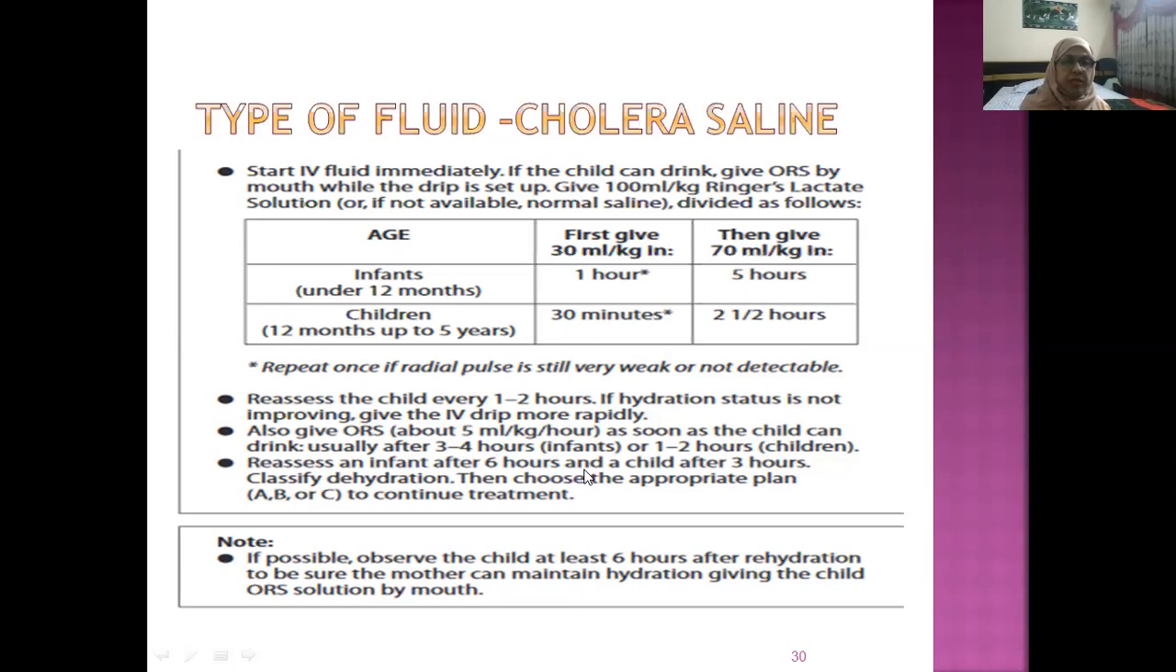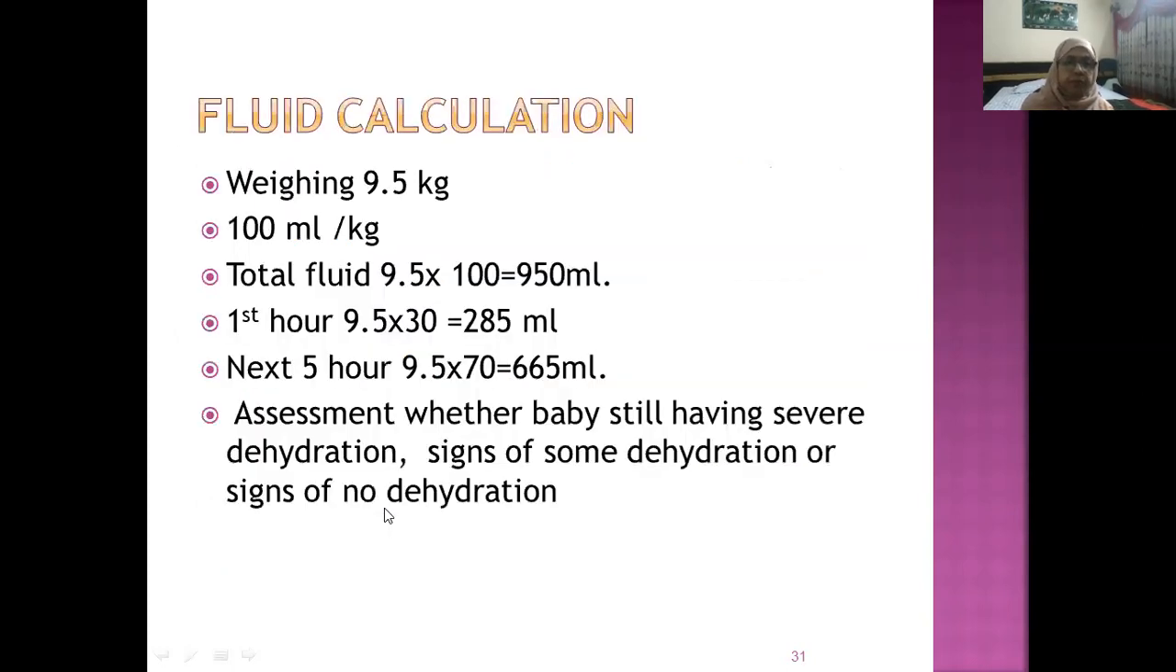Reassess after 6 hours and classify the child again, whether the baby is still having severe dehydration, or some dehydration, or no dehydration. If severe dehydration, plan C. If some dehydration, plan B. If no signs of dehydration, you have to continue the treatment as per plan A.